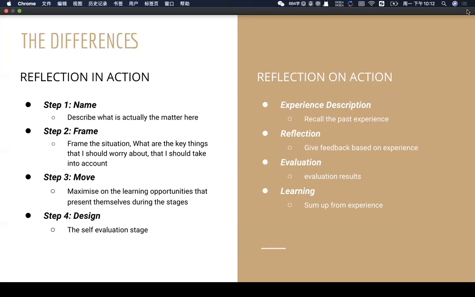Well, for reflection on action, which means you are a skilled person when you do something. So you are very quick in adapting what you do to the situation almost without knowing it. It's very intuitive and it's based on experience.